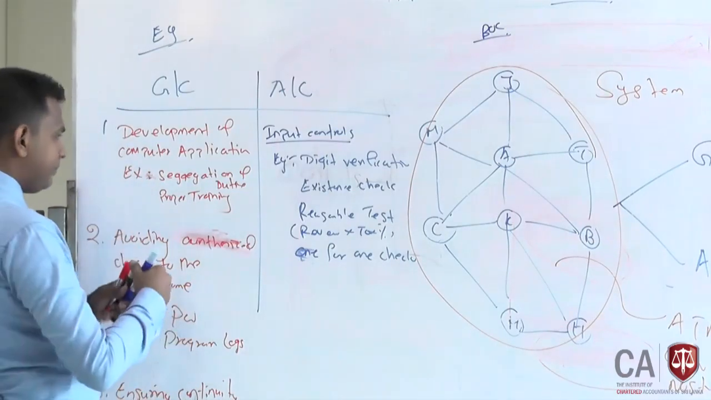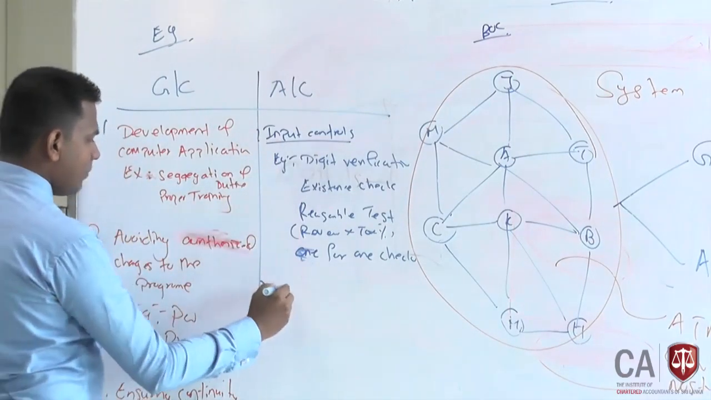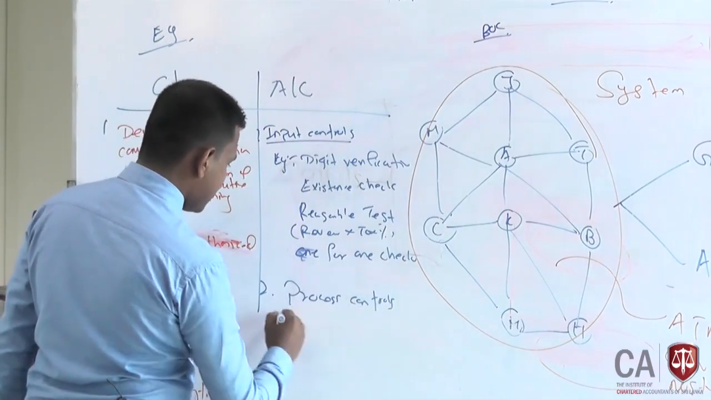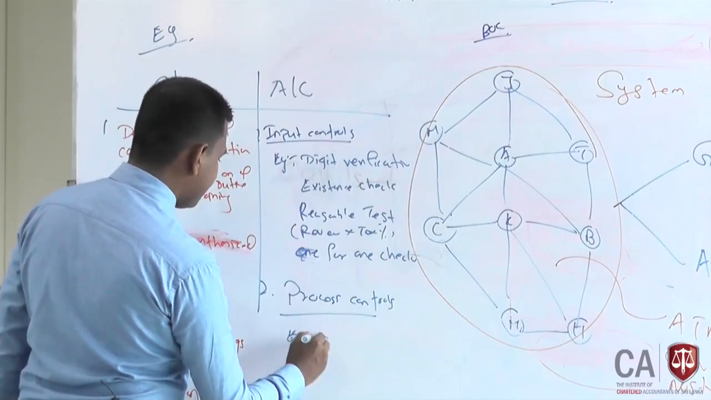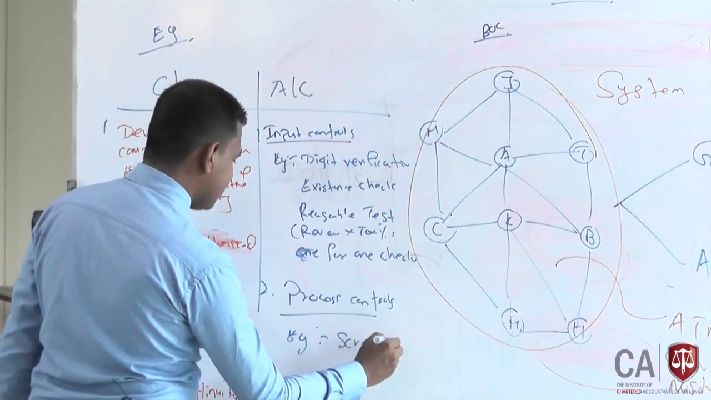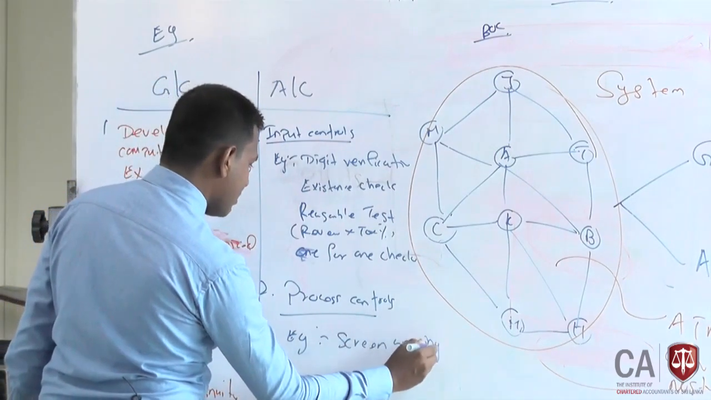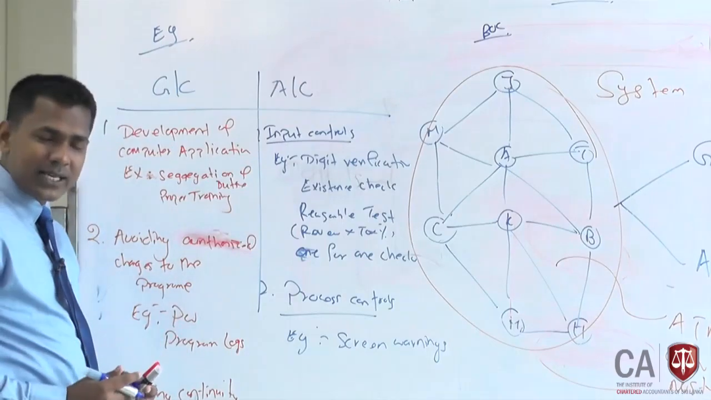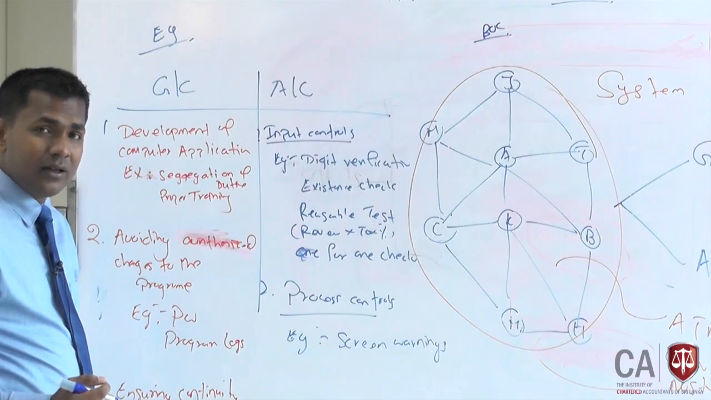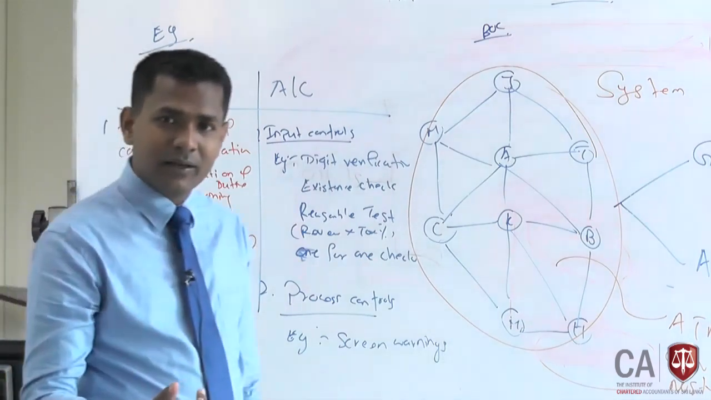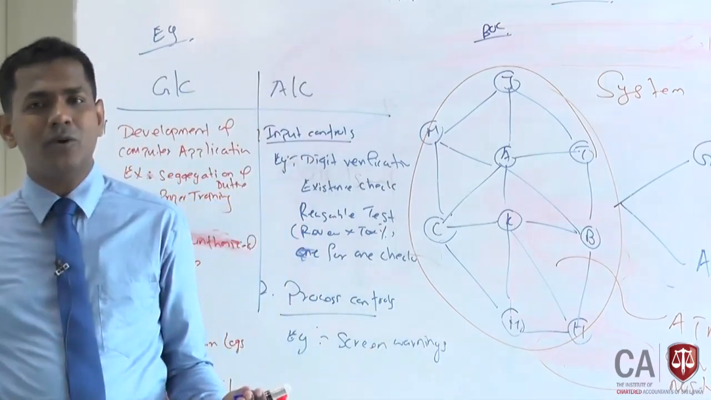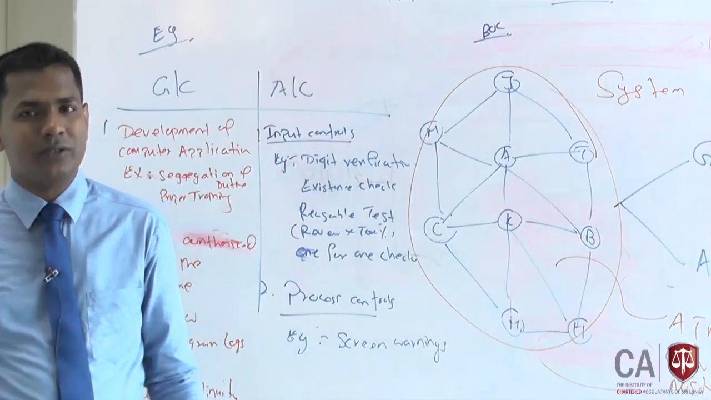And there will be another one, process control. An example would be screen warnings. When you are processing that particular transaction in the application, a warning comes up in the system. Those warnings are generated by the system through predetermined rules. Those are information technology controls, right?